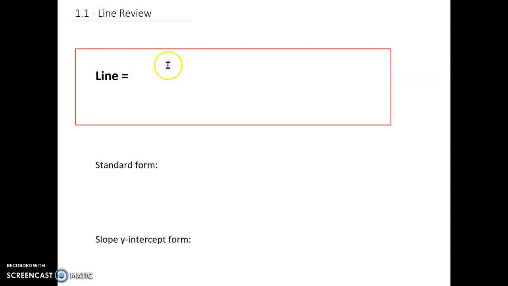Hello class, today I'm going to help you review what lines are again. By definition, a line is a straight line that is showing the relationship between two things. For example, y and x, how are they related? Or time and the distance, how are those two related?